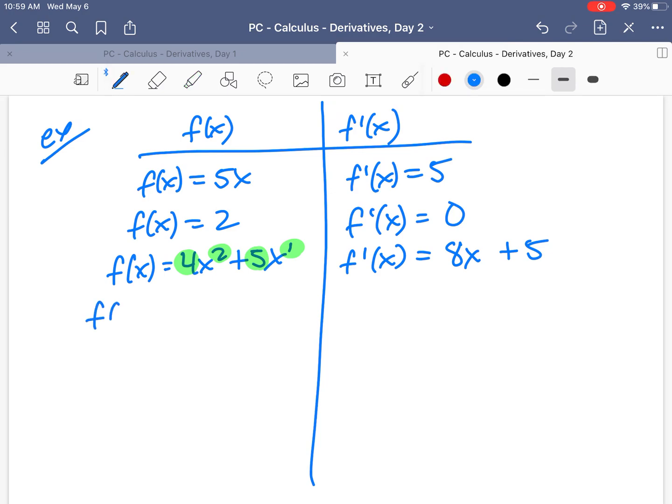All right, so let me try one more, and then I'll tell you the rule. f of x is 2x to the third minus 6x squared plus 4. So my derivative is going to be 6x squared minus 12x, and that's it.